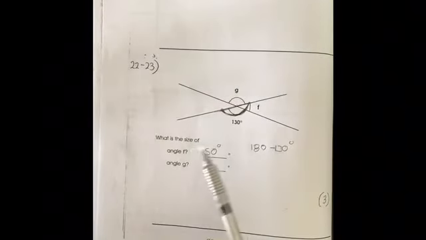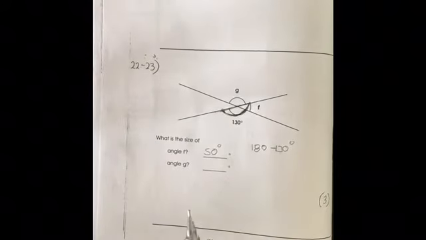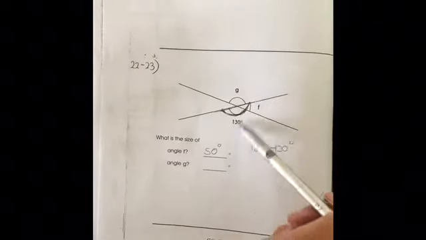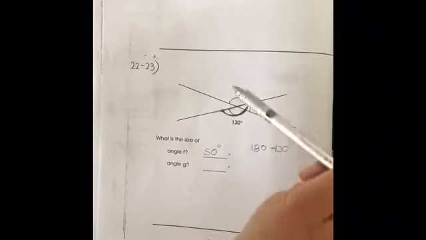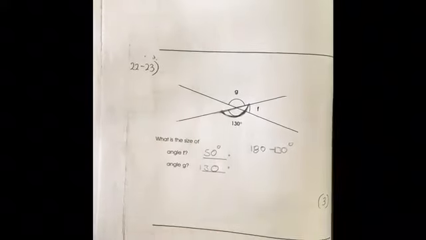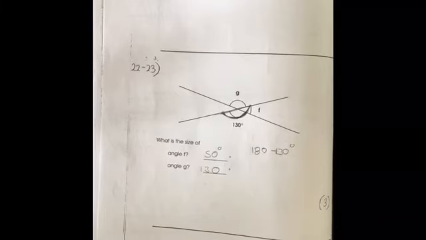And then angle G. Well, that's just telling you that it's directly opposite this one. It's where the two lines meet. It's directly opposite. It's going to be equal. So G is 130 degrees. And that one wasn't too difficult. Not much to work out there.